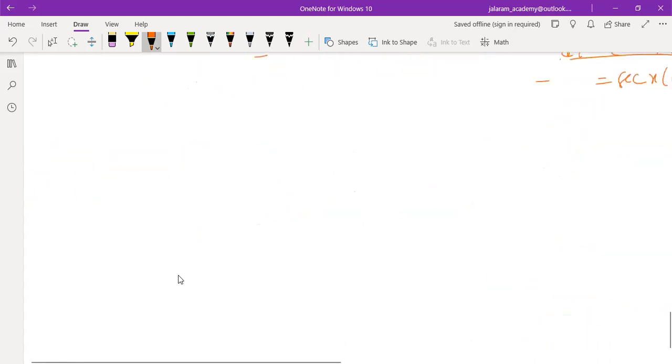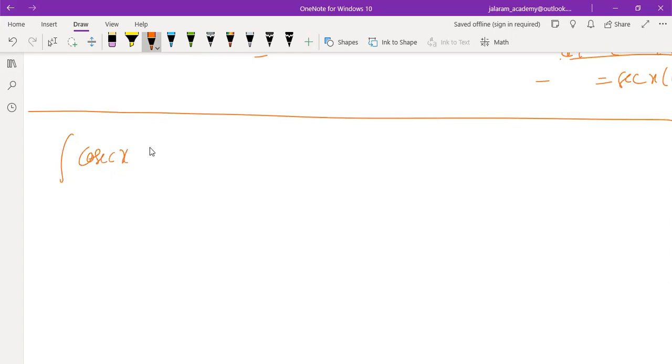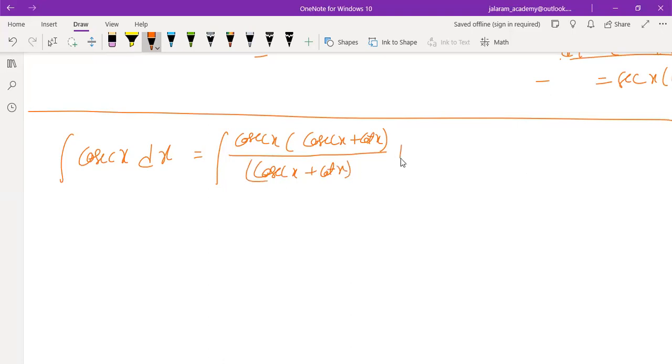So you have guessed how to prove the integration of cosec x. You must have guessed this, I think. What should we multiply and divide to find the integration of cosec x? We will multiply the numerator with cosec x plus cot x and divide the denominator also with cosec x plus cot x. And then we will put this denominator cosec x plus cot x equals to t.